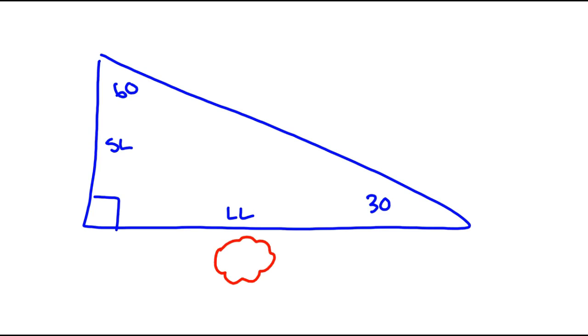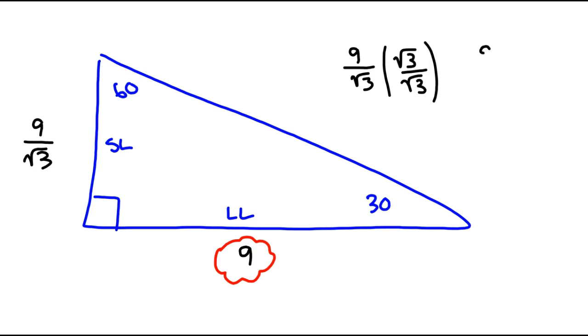So if the long leg, let's say, is like, I don't know, 9, then to get the short leg, I have to divide that by root 3. So now I'm over here doing 9 divided by root 3, but then you got to do all that messing around with the radical. So that's 9 over root 3, and then you rationalize it, and you get root 3 over root 3, and you multiply it, and then you get 9 root 3 over 3, and then you cancel out the 3s, and you end up with 3 root 3.